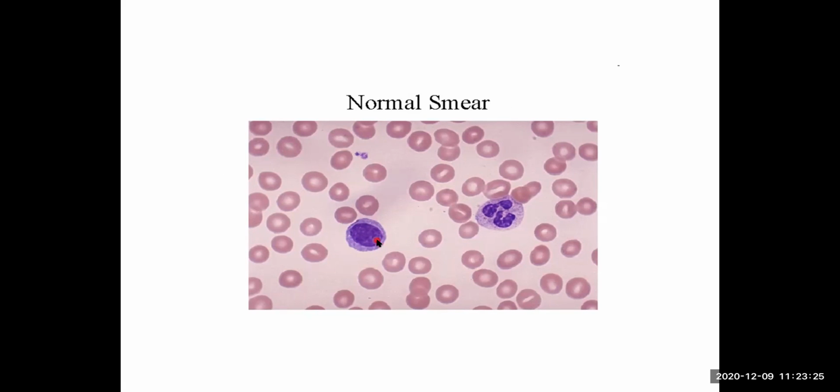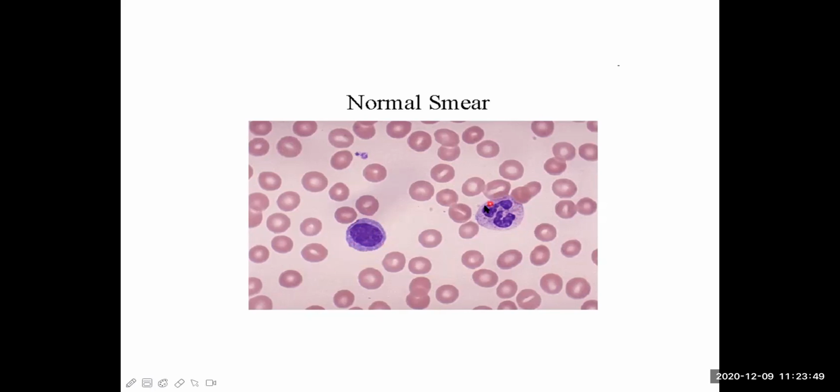This is a lymphocyte. Now it is quite natural to confuse monocyte and lymphocyte, because both are mononuclear cells. They are single-nucleus cells. There is one difference though. The monocyte nucleus is kidney shaped, slightly indented. This is a rounded nucleus. So this is a lymphocyte.